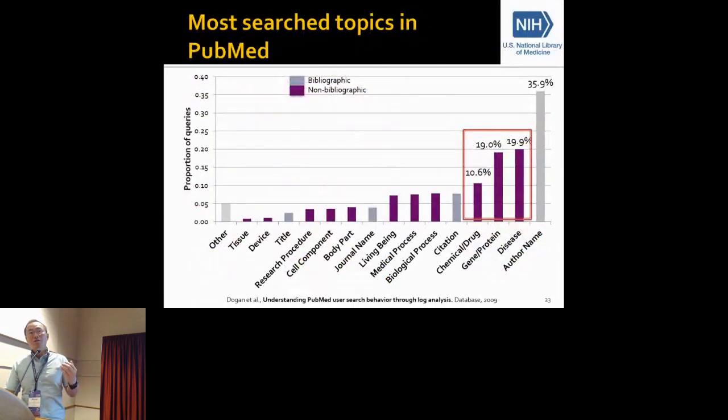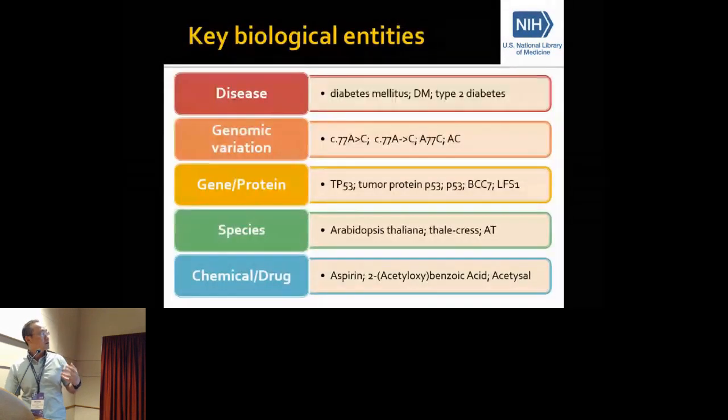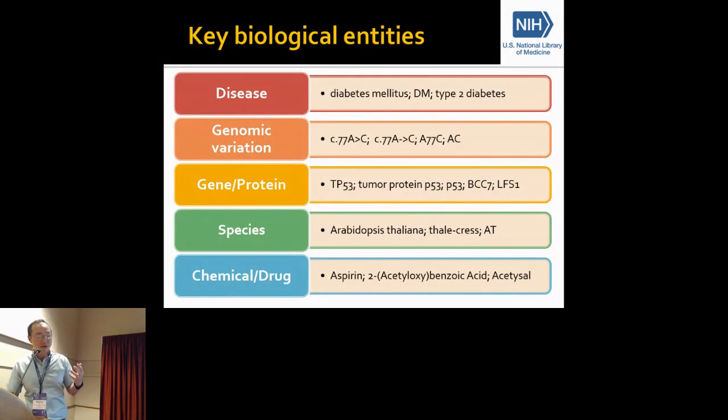When we look at the search log of PubMed, we find that the entities that a lot of people are searching for are mainly chemical drugs, diseases, and genes. That's not surprising because in the end, these are the most relevant, important concepts in biomedical literature. So these are the target types that we are focusing on. In addition, we added genomic variants, mutations, as well as species, because these two are also very important. And in this slide, I showed you some examples where, as you can see, each concept can be described by different names.